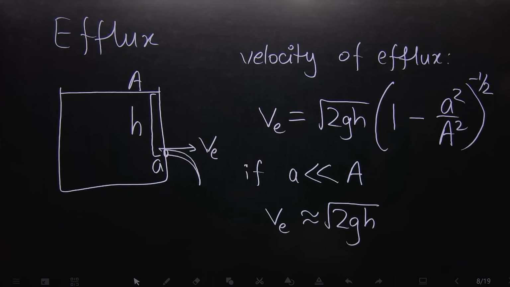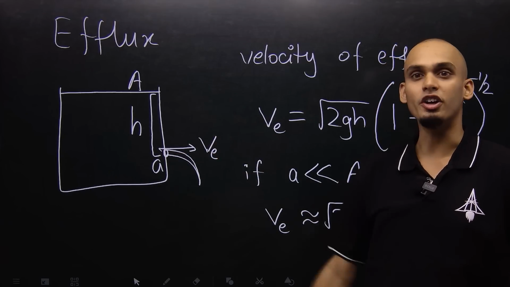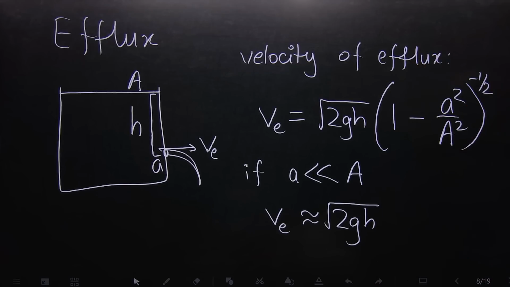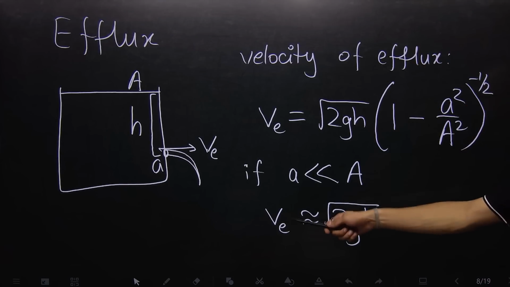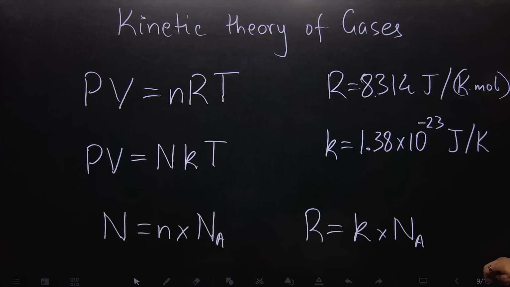And the only result you need to keep in mind other than this is the velocity of efflux, which depends on the area of the orifice that we are opening and the level of water above the orifice. But if the area is very, very small, then the velocity takes a very, very simple form, root of 2gh. These are the only two results you need to remember from fluid mechanics, and just applying these results you will be able to solve most of the problems also.